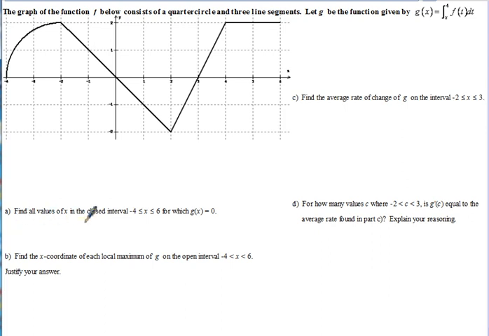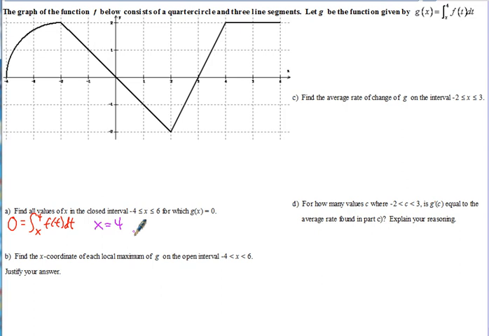Find all values of x in the closed interval from negative 4 to 6 for which g of x equals 0. Well, here's g of x. We want to see what makes this equal to 0. So we're really looking for where this integral from x to 4 of f of t dt, what values of x would make this definite integral equal to 0? Sorry about that, I wrote that 0 twice. So let's start out with the obvious one. The obvious one is if this lower limit is the same as the upper limit, if it's 4, then that's what always makes a difference of zero. So x equals 4.